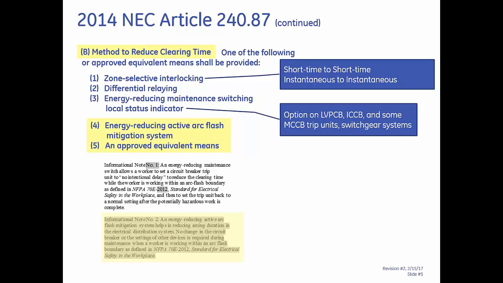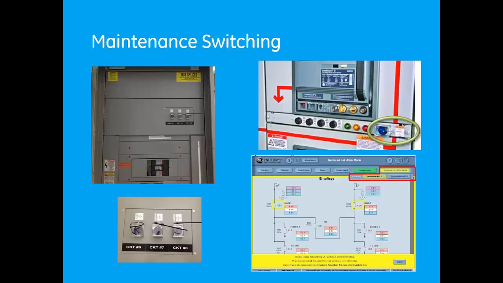But since last time I checked the NEMA map, only one state was following 2017 thus far. 2014 is still very relevant. Okay, if you've never seen a maintenance switch before we get into any details, just to give you an idea.